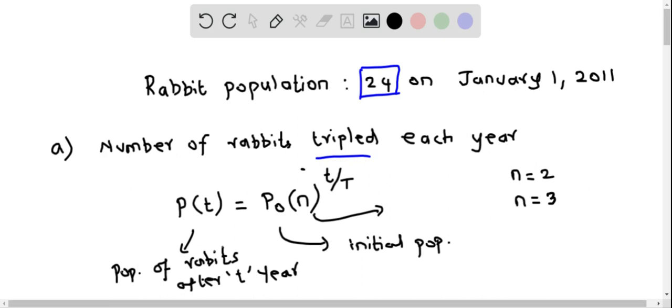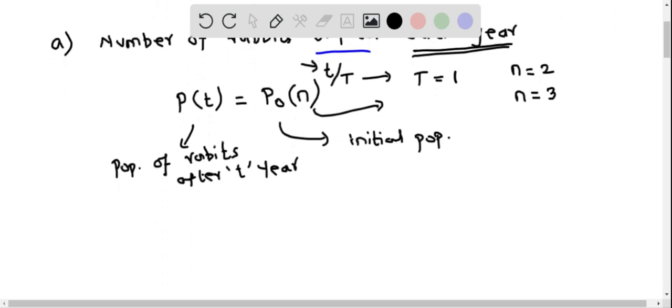And then this t is the general t, which represents the time in years or in terms of units of time. And then this uppercase T represents how frequently the population doubles or triples. It could double, but here in this question we see that it triples each year. So we say that T equals 1 here. And so let's write down the model now.